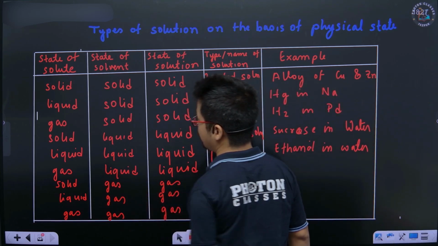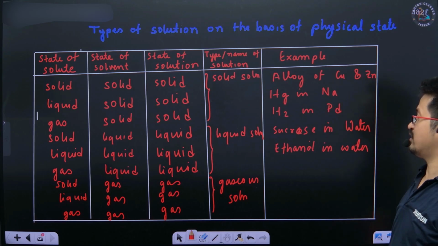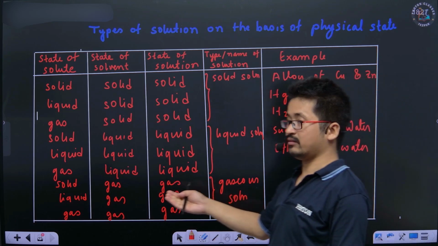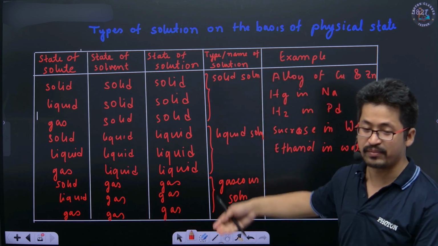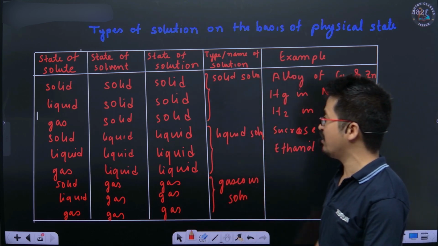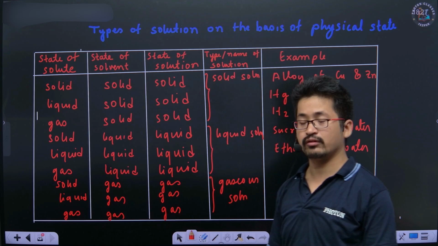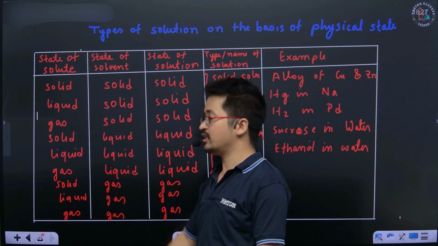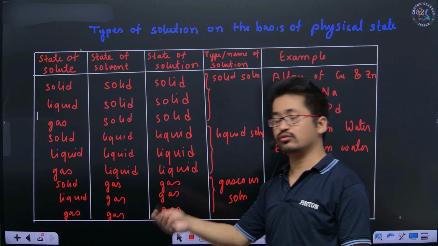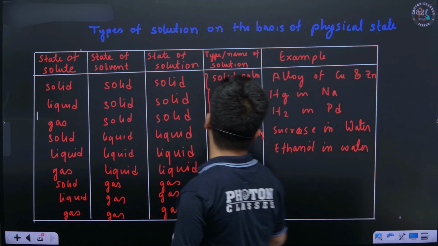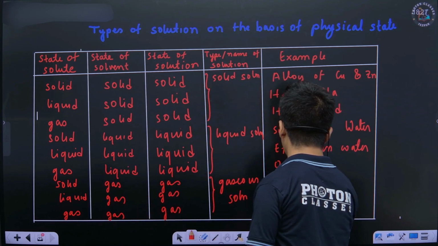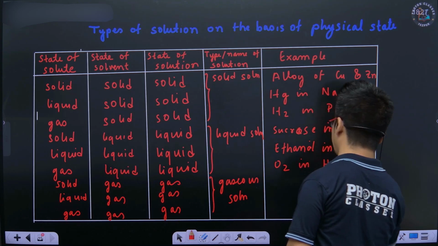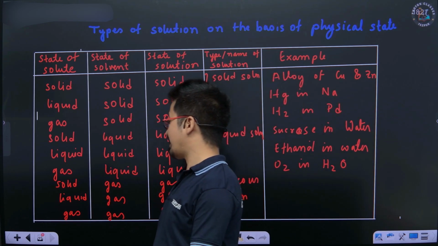And next, gas in liquid type solution. For this, oxygen gas dissolves in water, and marine living creatures exist because of this dissolved oxygen gas. The living organisms found in water bodies are there because of the dissolved oxygen. So gas dissolves in water: O2 in water. That is an example of gas in liquid type solution.